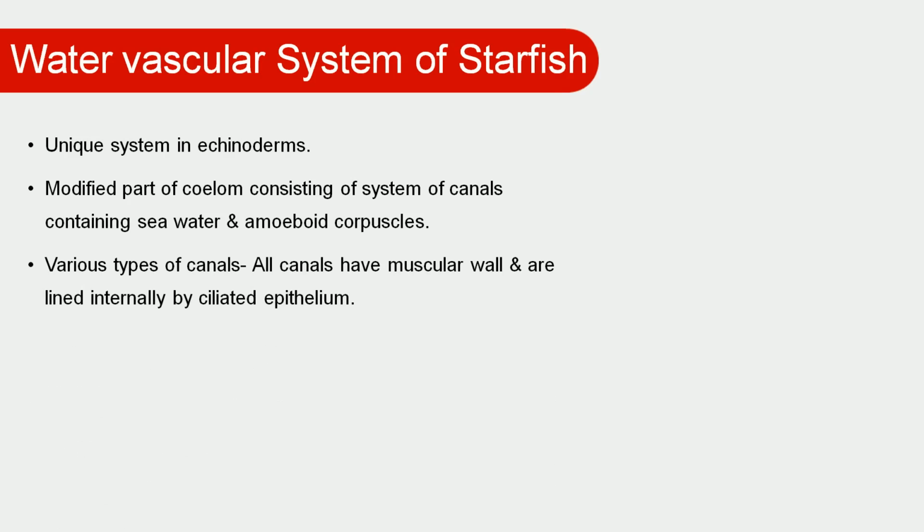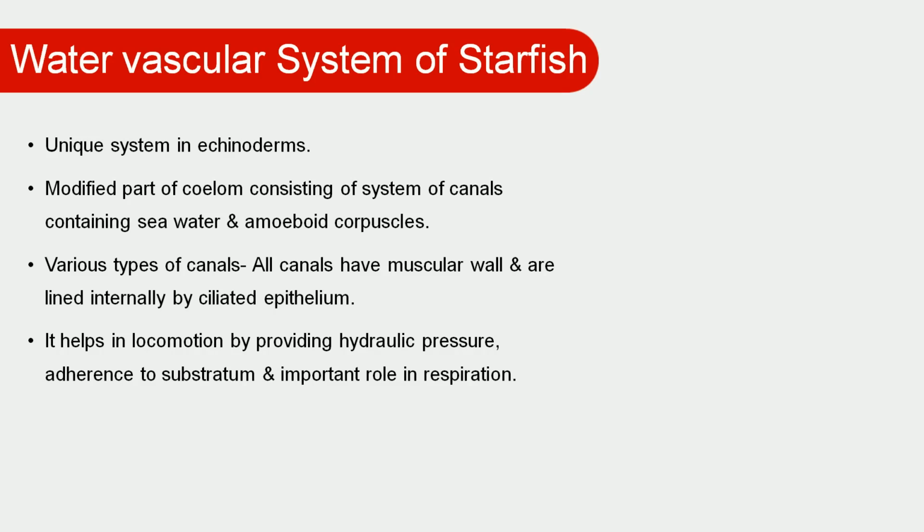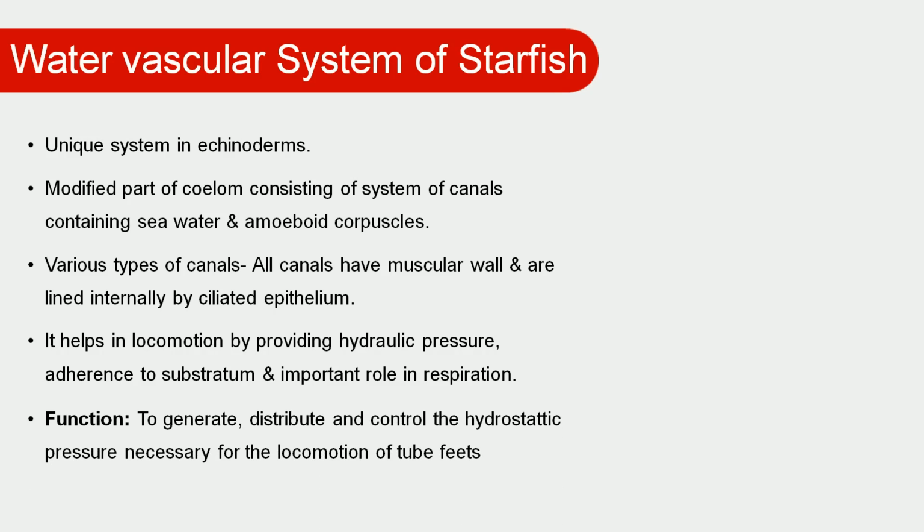In this water vascular system various types of canals are found. All the canals have muscular walls and are lined internally by ciliated epithelium. They help in locomotion and provide different mechanisms such as hydraulic pressure and adherence to any substratum, and they play a main role in respiration. They also generate, distribute and control the hydrostatic pressure necessary for locomotion with the help of the tube feet. That means they distribute food through the coelomic fluid, maintain hydrostatic pressure, and carry out respiration.